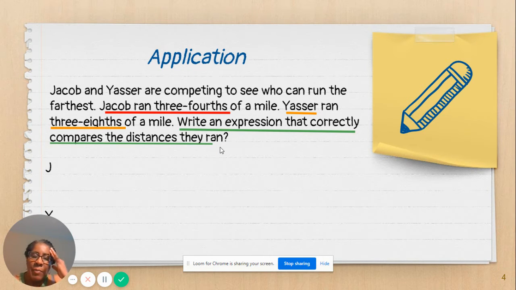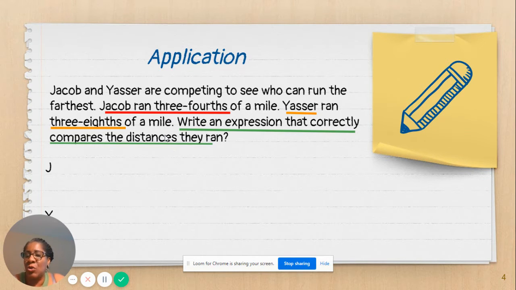So I'm comparing fractions. I know I said earlier that if the denominators are the same, I need to pay attention to my numerators, and if my numerators are the same, I need to pay attention to my denominators. First off, I need to draw my fraction bars to help me. Jacob ran 3/4 of a mile, so that means my fraction is 3 out of 4 parts.